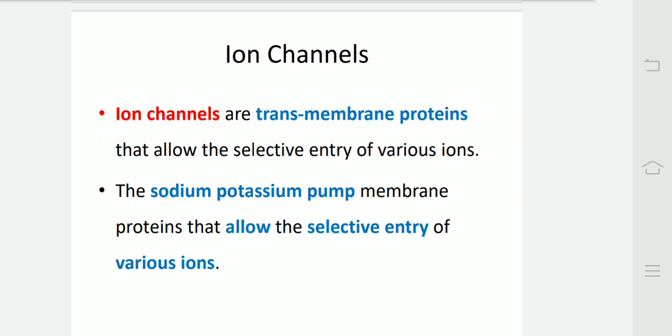Coming to the next, ion channels. Membranes have special devices called ion channels. Ion channels are transmembrane proteins that allow the selective entry of various ions.